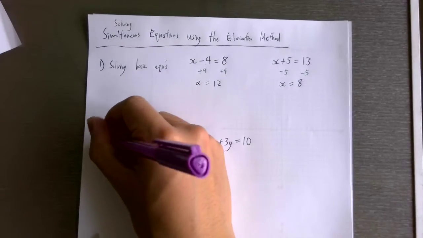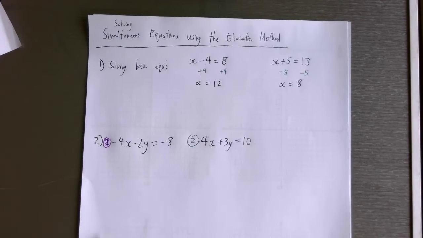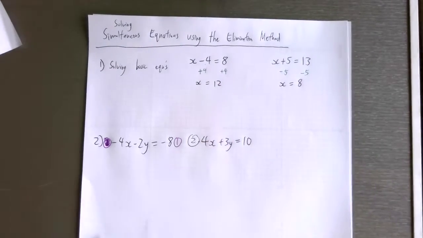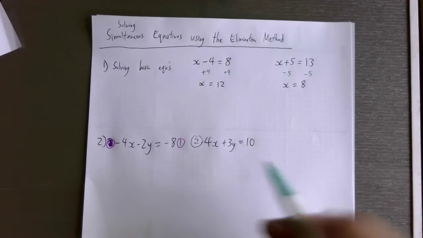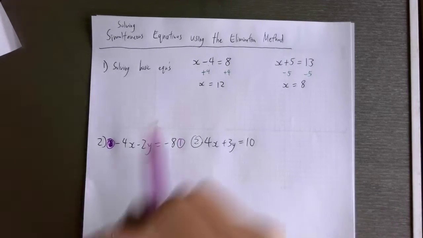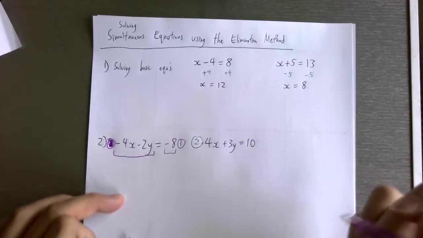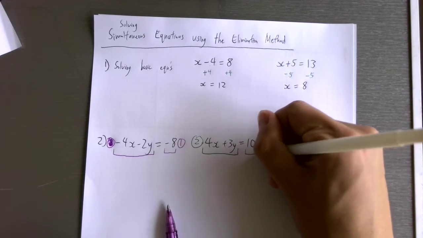I'm going to give it a green pen. And I'm going to call this equation 1. Sorry, that's too messy. Okay, so what we've got here are two equations which we know are equal. We know that negative 4x minus 2y gives us negative 8. And we also know that 4x plus 3y is equal to 10.